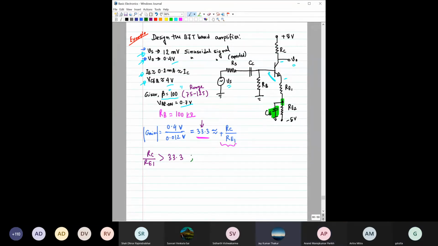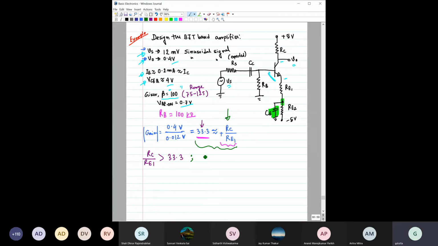Should it be higher or lower? Can you please answer this question? It should be higher because the gain will be lower than this RC by RE1. Because if you design this circuit using this criterion, then the gain you will get will be lower than this 33.3, because we have seen that during this approximation process we are actually overestimating the gain. Right. So RC by RE1 is greater than 33.3.